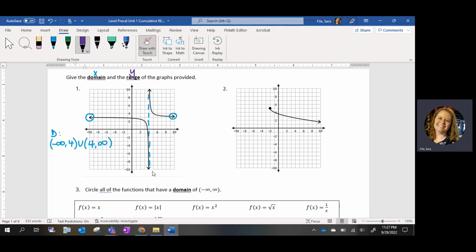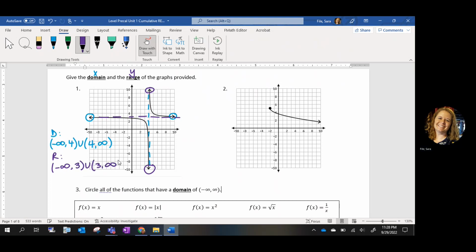And then the range is how low to how high the graph goes, which again is negative to positive infinity. But there's also a horizontal asymptote here. We can see that these graphs are approaching left and right. So that Y value of that asymptote is at 3. So that is a break in the range. So the range is everything except for 3. So there's your domain and range of that one.